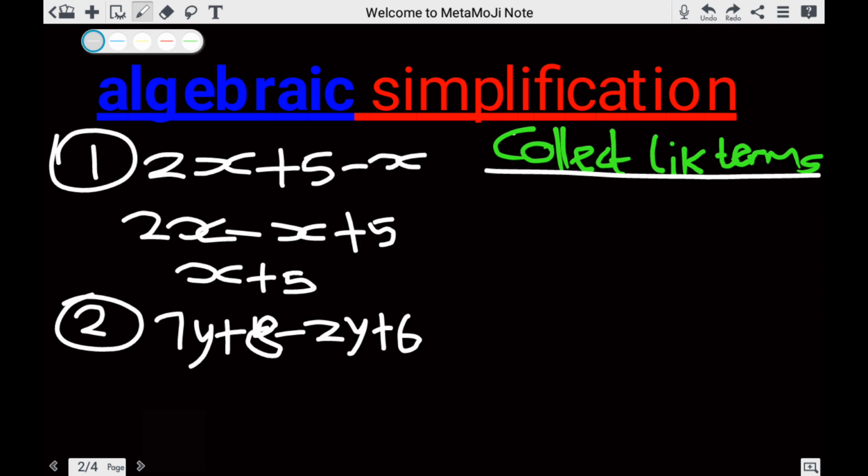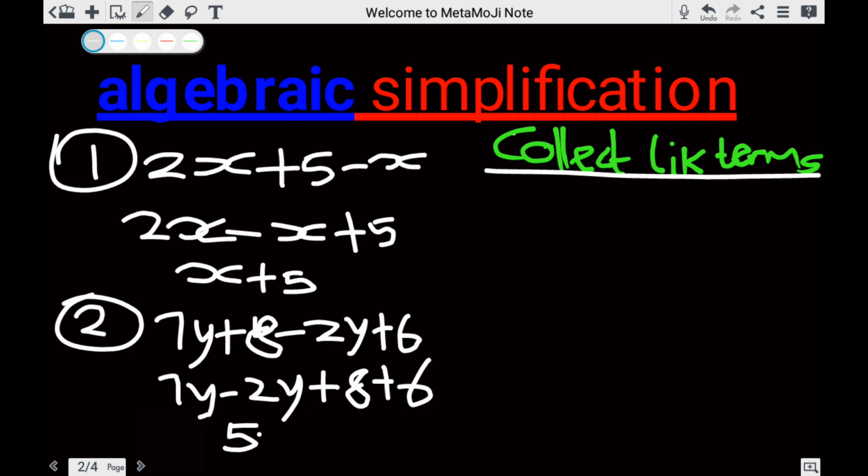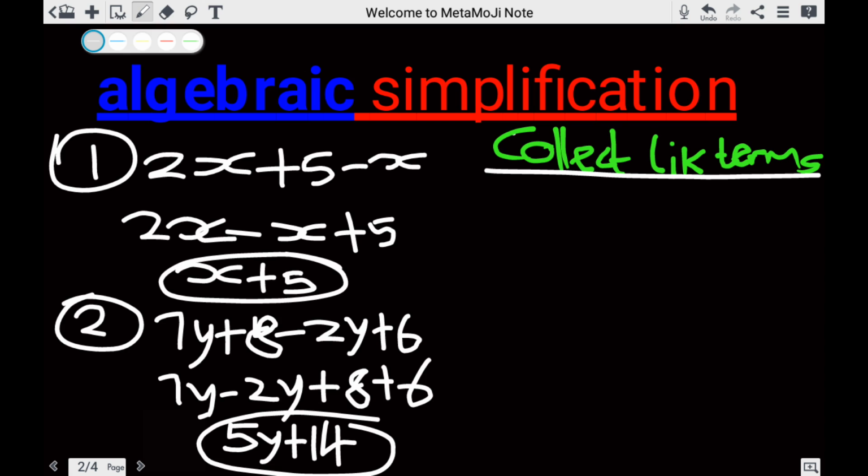So let's do it. So it should be 7y minus 2y plus 8, put it in front of it, plus 6. So 7y minus 2y is 5y, and then 8 plus 6 is 14. So the answer is 5y plus 14. So that is the answer. So here is the answer of the first one.